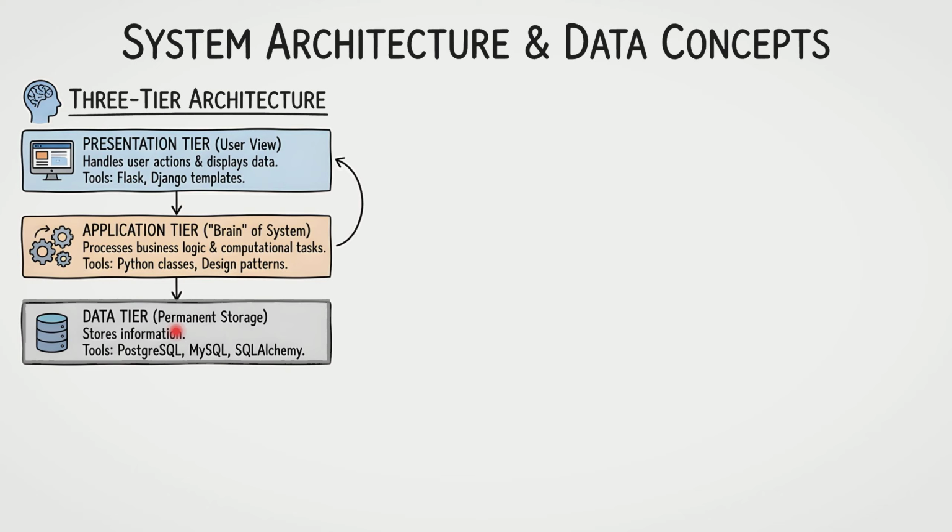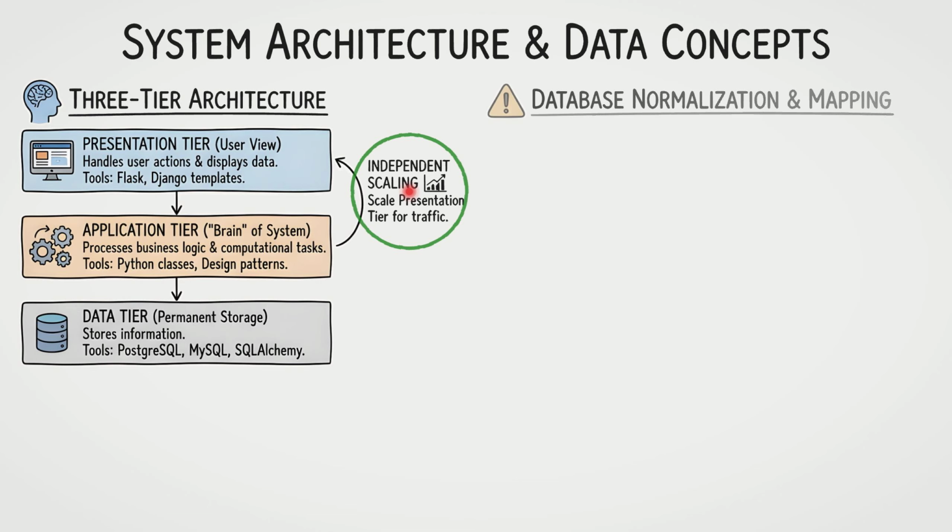Why do we split it up like this? It allows for independent scaling. If thousands of people suddenly visit your site, you can scale up just the presentation tier to handle the traffic spike without touching the underlying database or business logic.